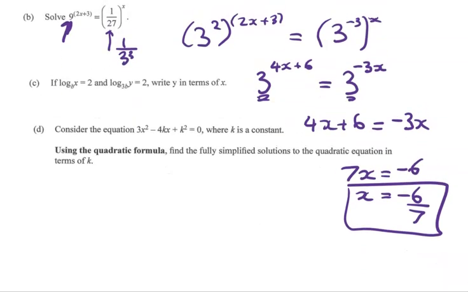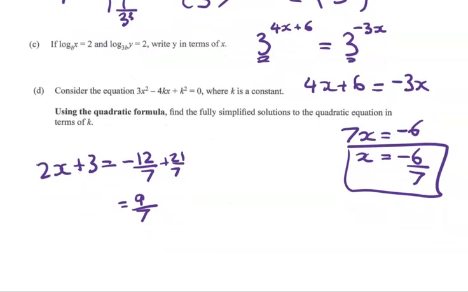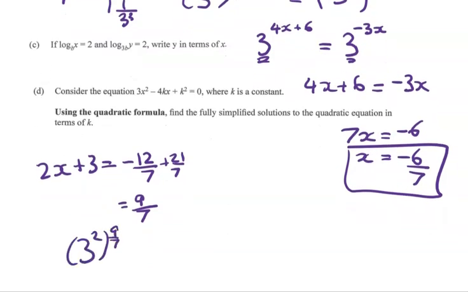In fact, I'm going to do that check now. So 2x plus 3 will give me negative 12 over 7 plus 21 over 7, which is 9 over 7. So that's that power. So 3 squared to the power of 9 over 7 is equal to 3 to the 18 over 7. That's on the left-hand side.